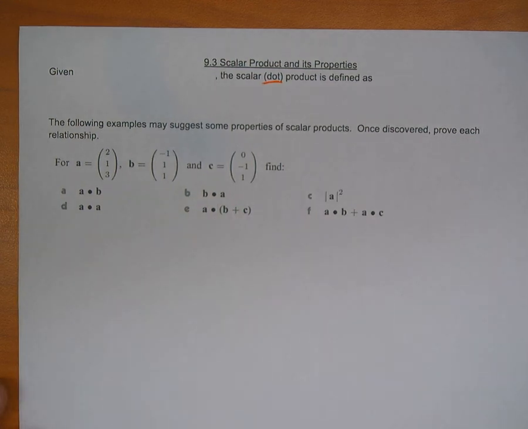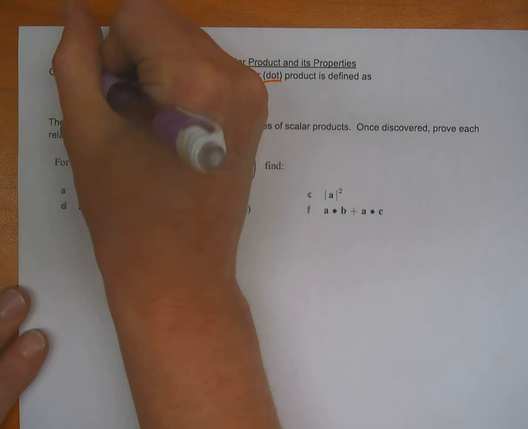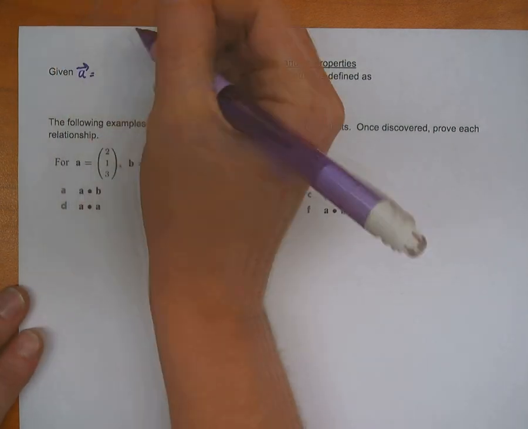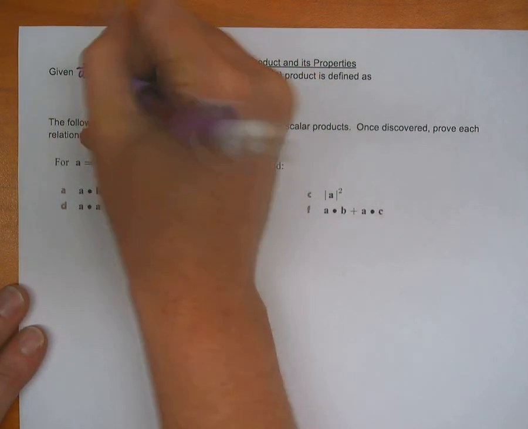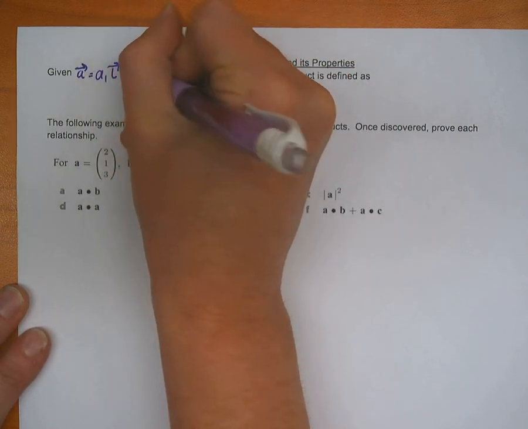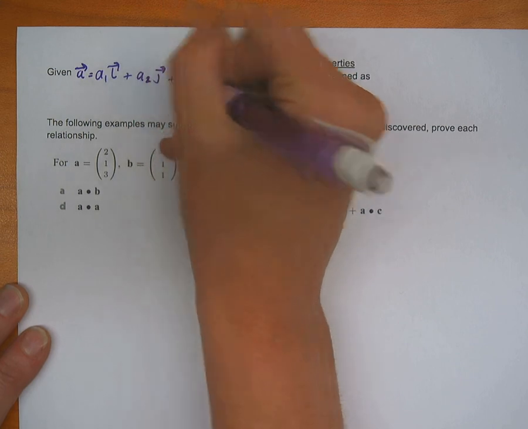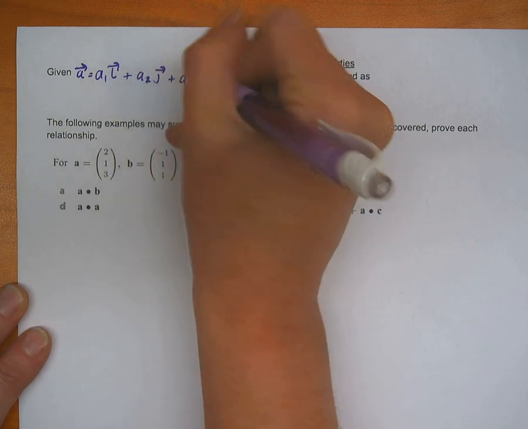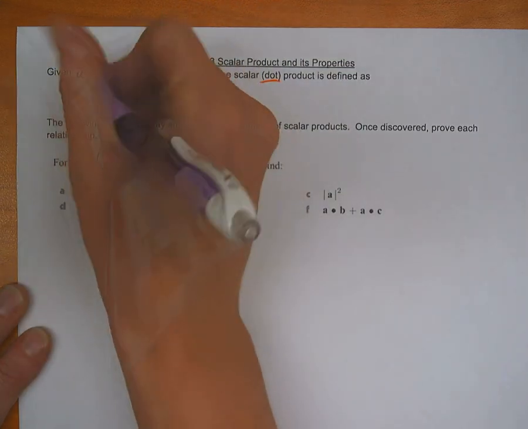So let's say we have two vectors, vector A and vector B, and let's say that in component form, we have some value times i plus some value times j plus some value times k. And let's do the same thing with vector B.